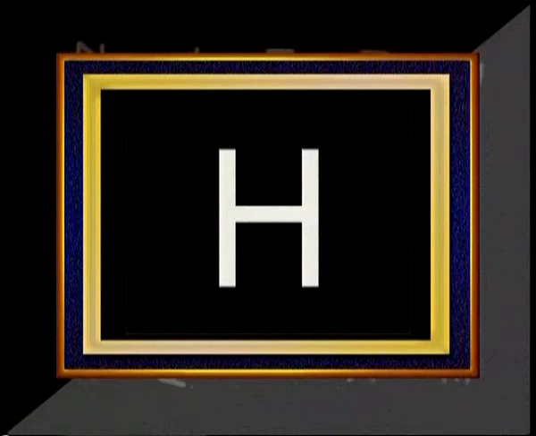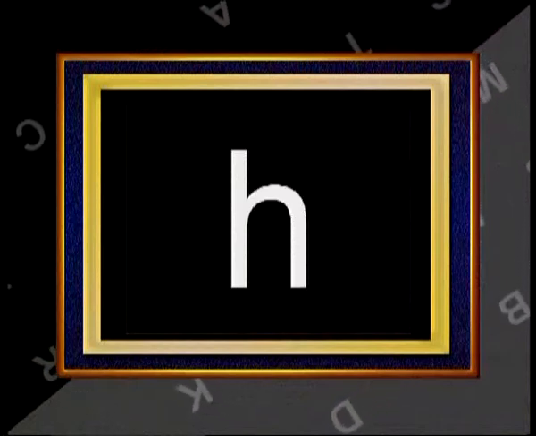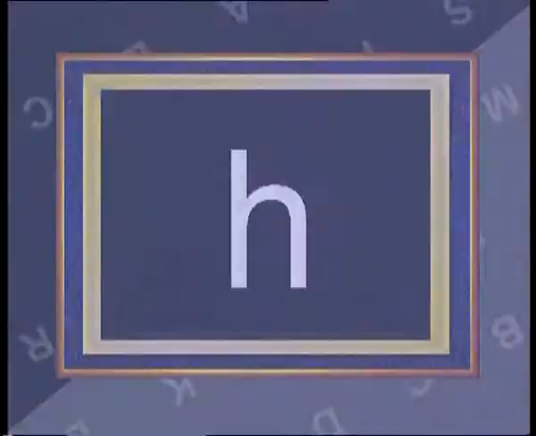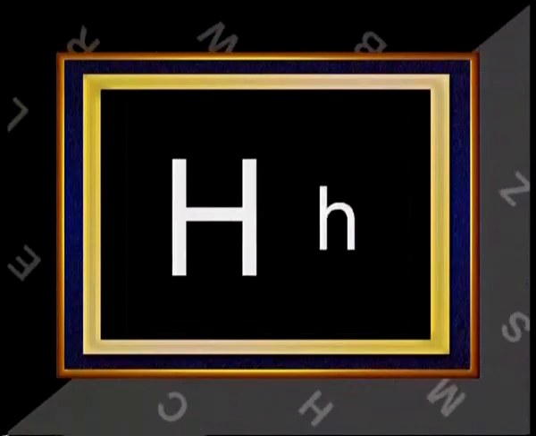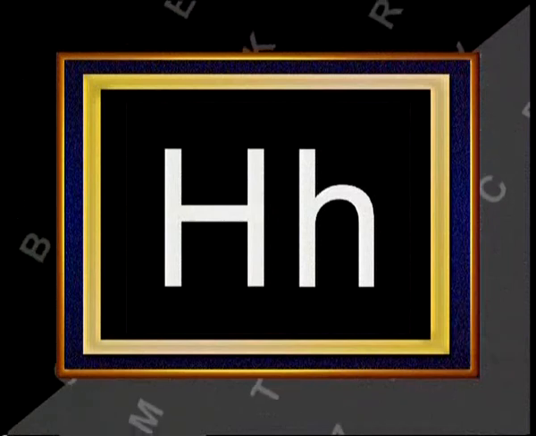Now, let us see how to write small h. One standing line and a curve. Isn't it easy? Let's do it again. One standing line and a curve. This is known as small h. So here we have a capital H and a small h.